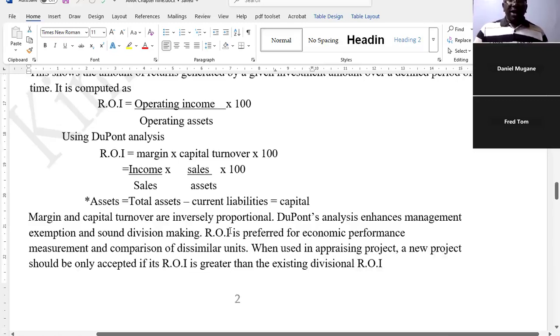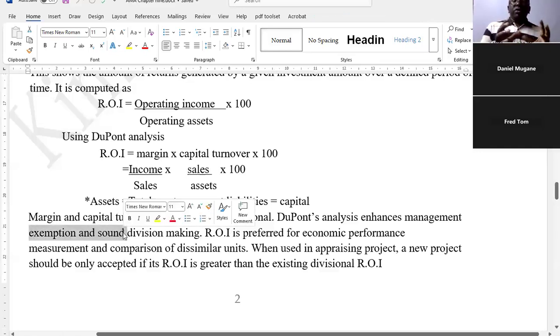Now, margin and capital turnover are inversely proportional. What that means is, if you want to be liquid, then you cannot invest. But if you want to invest, then hautakuanga na pesa, because pesa ukipata una invest. So the DuPont analysis enhances what we call management by exception, as in you can see an item on its own, as opposed to looking at the totality, which is what I would call the mob justice or the mob perspective.